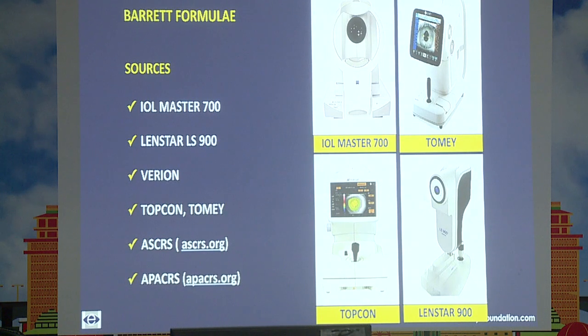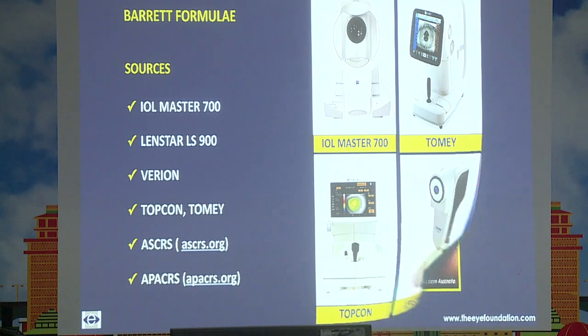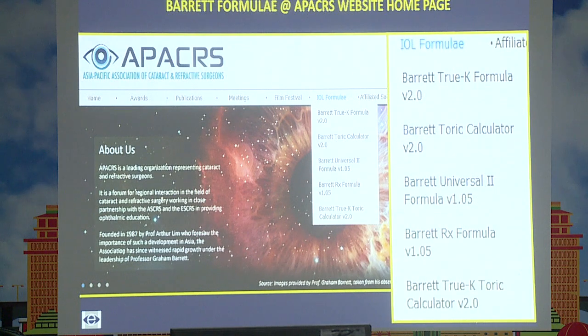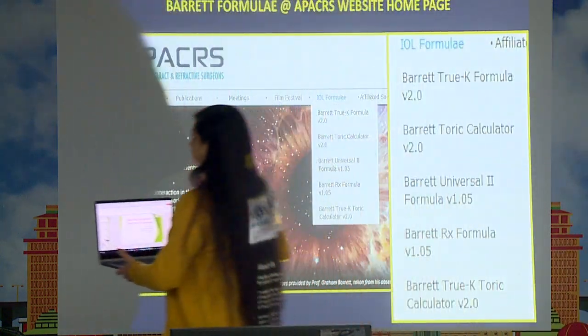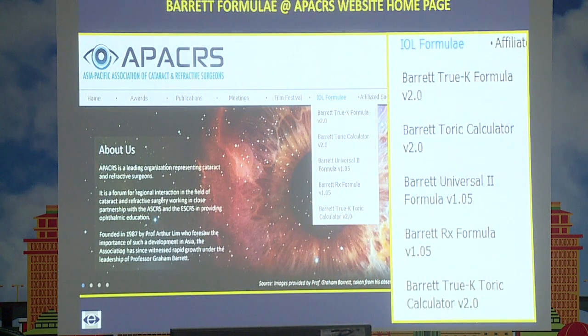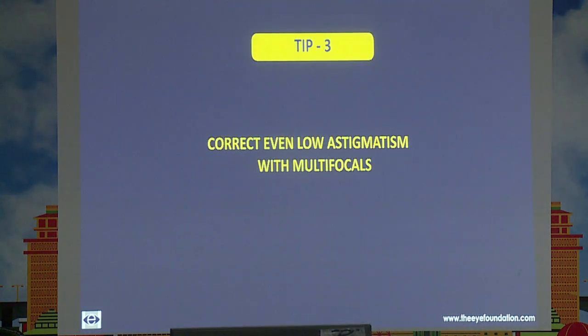Where exactly do you get this Barrett toric formula? There are several different biometers available with these formulas incorporated. But most importantly, even if you don't have access to an optical biometer, you can go to the ASCRS or the APACRS websites, and you have all these formulas accessible to you. You can get your biometry done with the immersion A-scan. You can do a manual keratometry, but then you can have the benefits of this modern formula to exactly calculate the IOL power that has to go in.